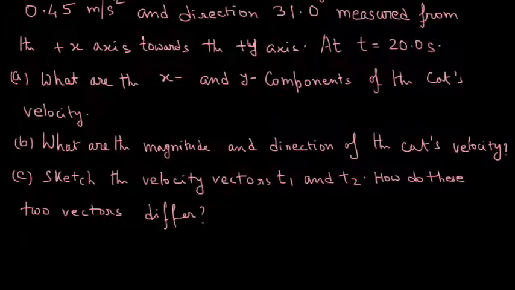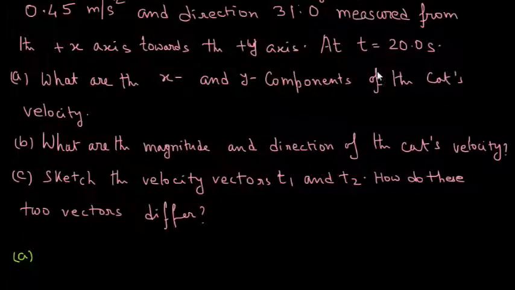B, what are the magnitude and direction of the cat's velocity? C, sketch the velocity vectors at t1 and t2. How do these two vectors differ? So part A of the question is, what are the x and y components of the cat's velocity. It is similar to the previous sum. We have also done the same question here, so we can just go a little fast in this case.